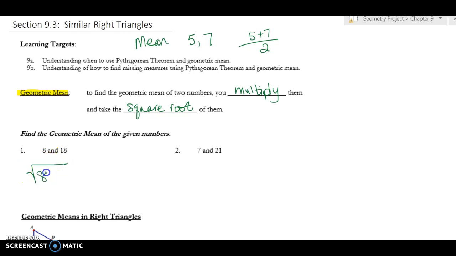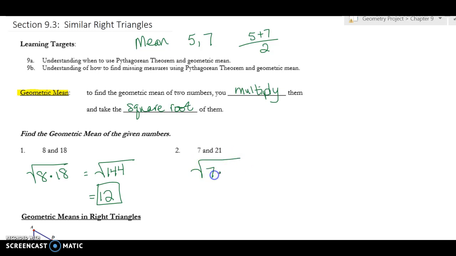If it was three numbers, it'd be the third root, but it's just two numbers, so it's square root. So it's the square root of 8 times 18. Oh, calculator died. 8 times 18 is just 144. And we need to break this down, and the square root of 144 is 12. So the geometric mean of 8 and 18 is 12.